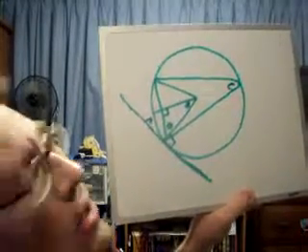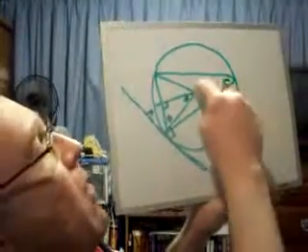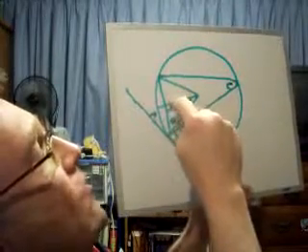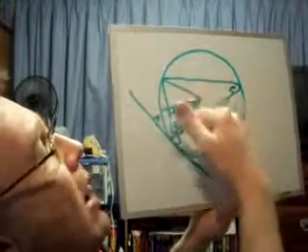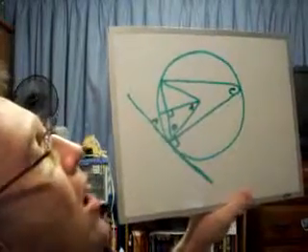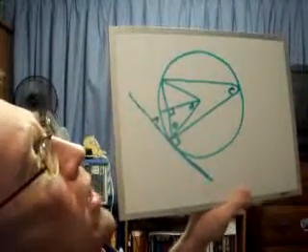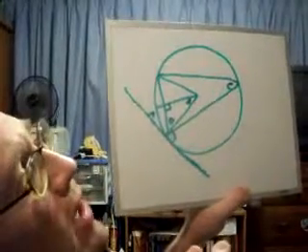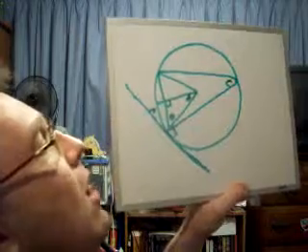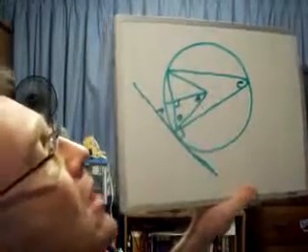Alright. Here's how we're going to do this. First of all, we're going to drop a perpendicular from here down to here. That's going to form a 90-degree angle right there. So this is a 90-degree right-angled triangle. Alright. Now we already know that if you add the three angles of any triangle together, they're going to be 180 degrees. We already have 90 right there.